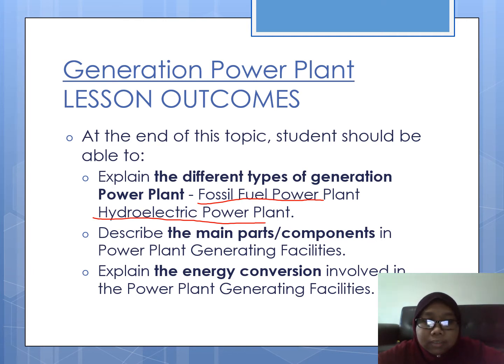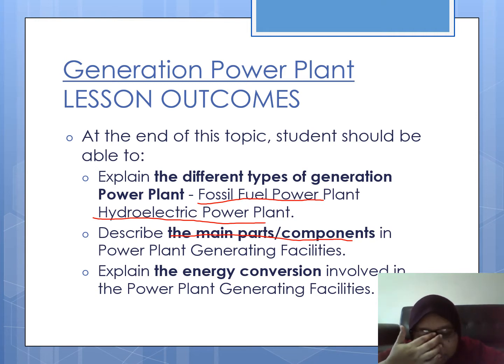Okay, and then secondly, describe the main parts of components in power plant generating facilities. So for this one, if you can imagine, the power plant is actually associated with the turbine, and then you have a generator, and then you have transmissions. Okay, that one is the components or parts.